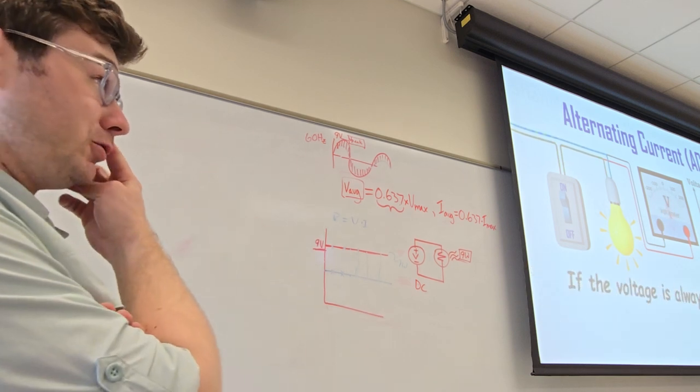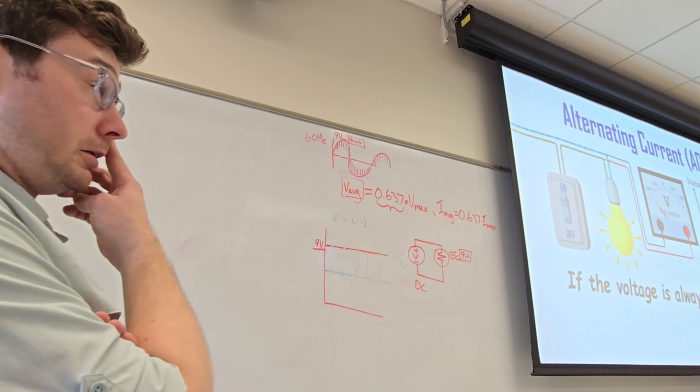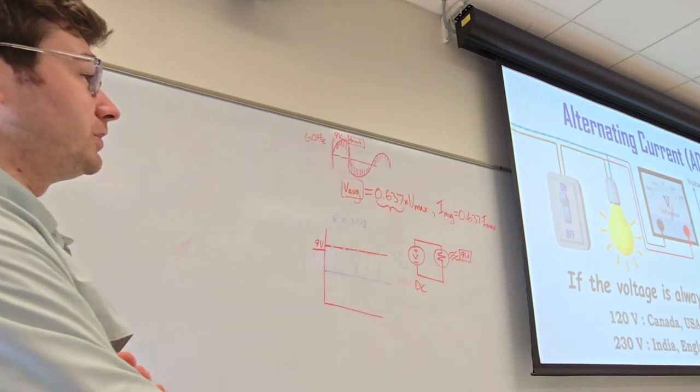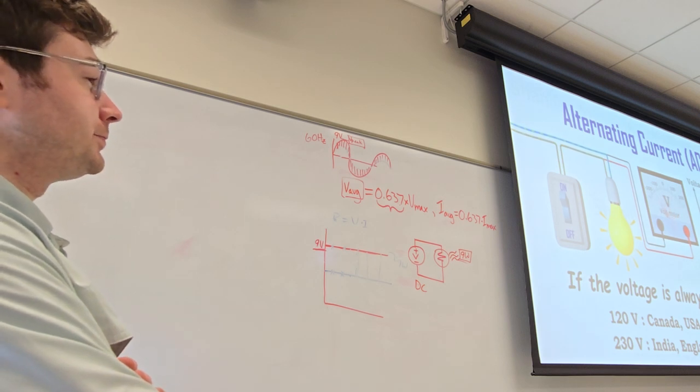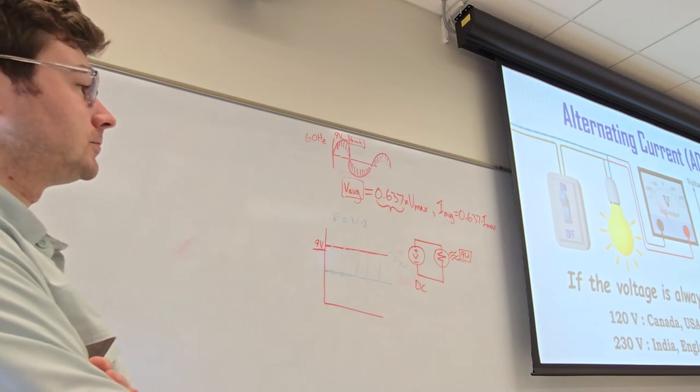They've mentioned 50 times per second because they're probably European. It changes 50 times a second rather than 60. Canada and the USA, or 230 volt in places like England or India.